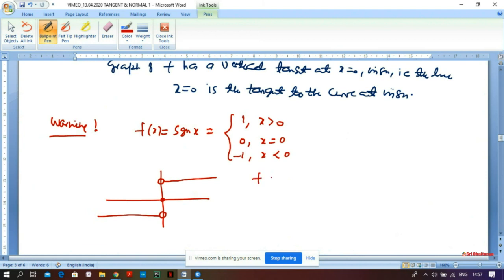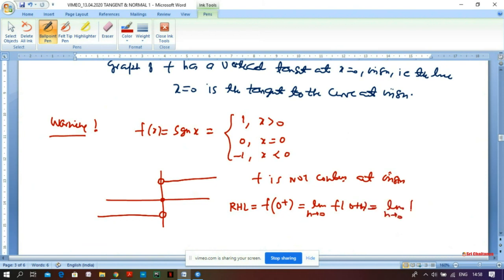Obviously, f is not continuous at the origin. We can just quickly check it, although it is obvious. f(0+) notation means the right hand limit of f at 0. f(0+) is the limit as h tends to 0 of f of 0 plus h, the limit as h tends to 0 of f of h. And if h is positive, as h tends to 0 this goes to 1, so that limit is 1.